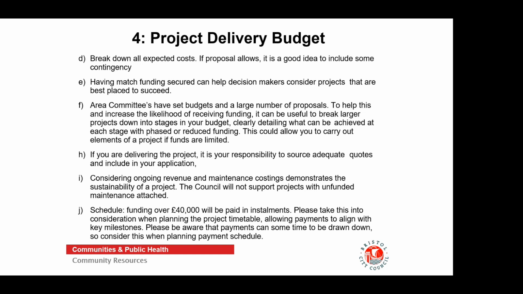And then the final point is about the schedule of the funding. As we've mentioned in the chat as a response to someone's question, any funding over £40,000 will have to be paid in instalments. If that applies to your project, taking it into consideration when planning around key milestones could allow those payments to align with them. It's also good to be aware that payments can take some time to be drawn down. So in planning payment schedules, allow a bit of a time buffer between when you're asking and when you want it to be delivered.